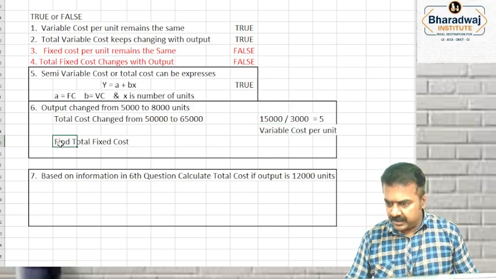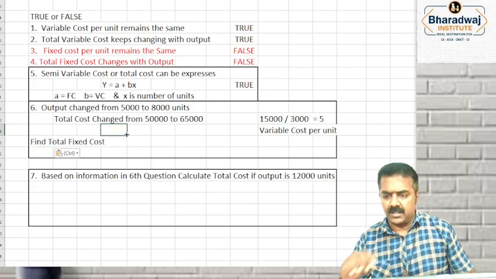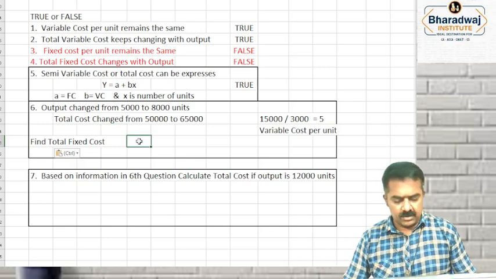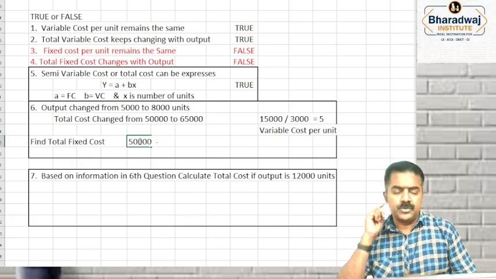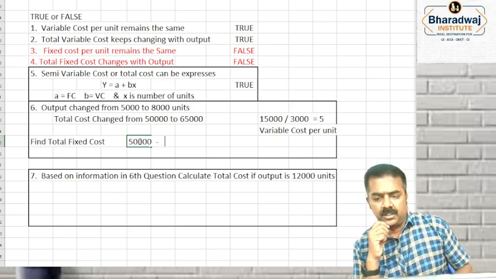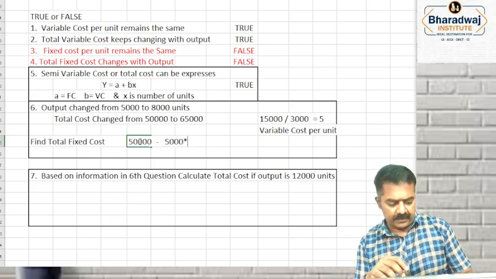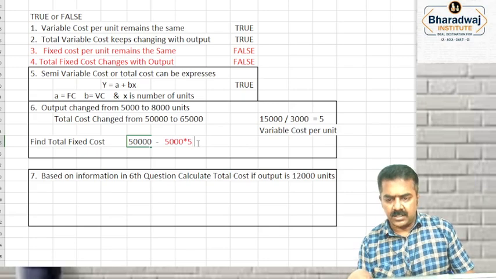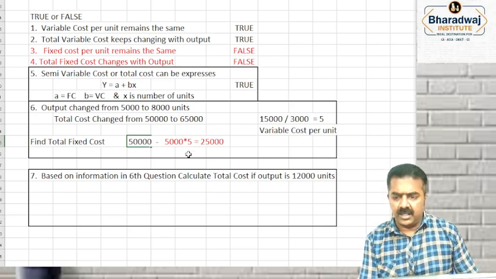How to find out total fixed cost? From total cost, let's take 50,000 and 65,000. Anything is okay. 50,000 total cost. From the total cost, reduce which one? Variable portion. What is variable portion? For 5,000 into 5, 25,000 variable portion. If you reduce this, you will get the balance fixed cost. What is the balance? 25,000 fixed cost. You can take with the other one also.